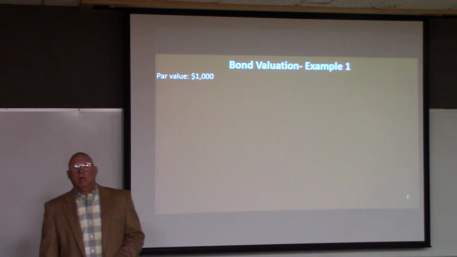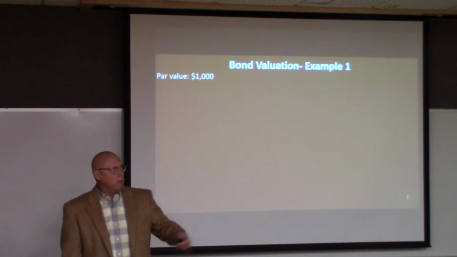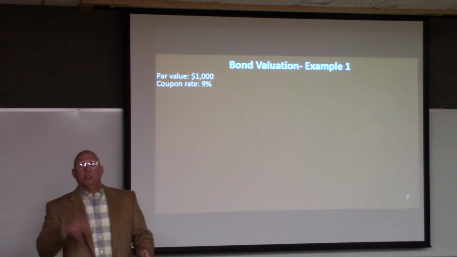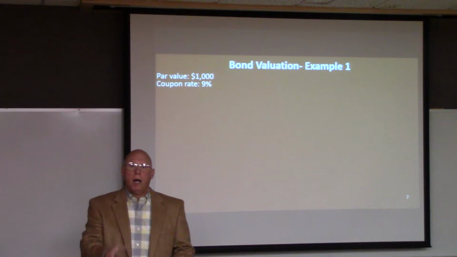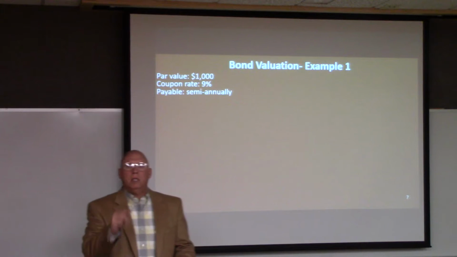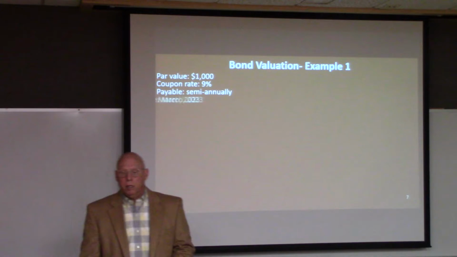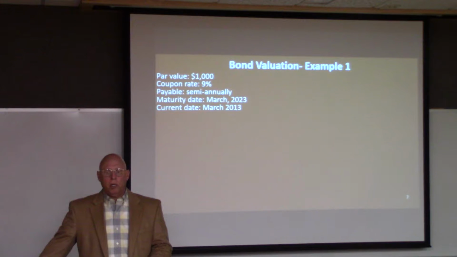All right, let's look at a couple of examples of valuing bonds. Let me give you some information about the bonds. The par value is $1,000. The coupon rate is 9%. So what will the coupon payment be? It will be 9% times $1,000, which is $90 a year. But it's payable semi-annually, so it will be $90 divided by 2, $45 per period, is the coupon payment. The maturity date is March of 2023, and let's assume that the current date is March of 2013. So it's a 10-year term to maturity.